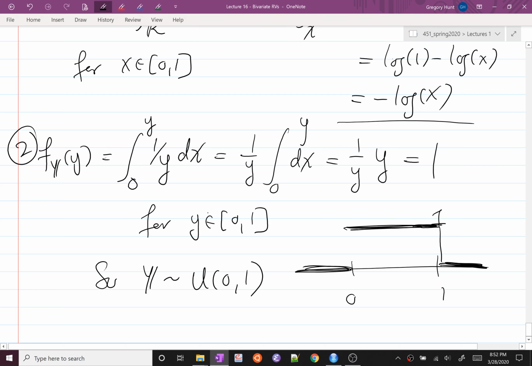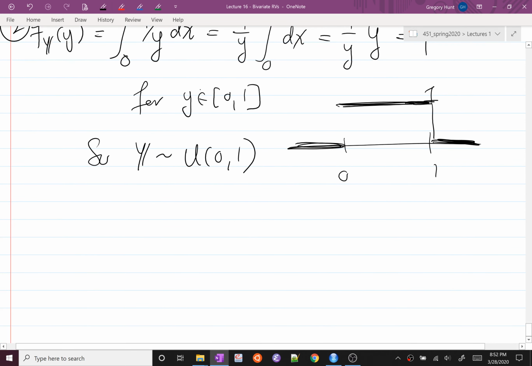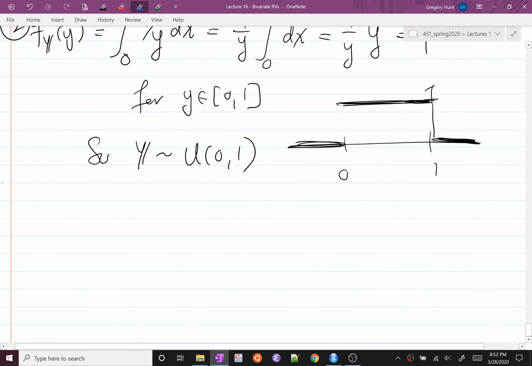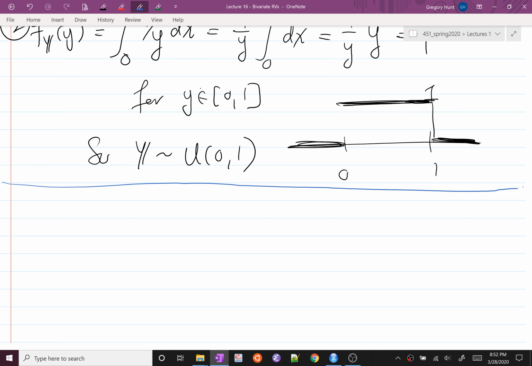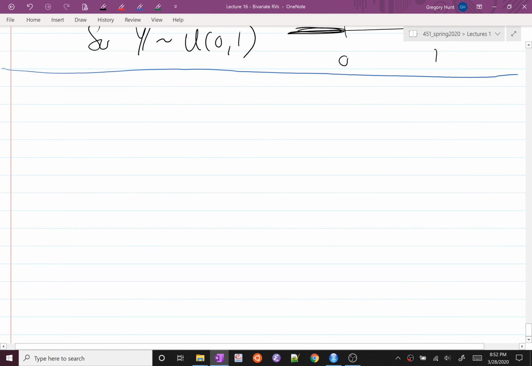Okay. So that's some nice examples of how we get the marginals from the joint and how we get the joint PDF from the joint CDF. Now, let's look at some more fun examples of just calculating probabilities for this continuous case. Let's look at this example.